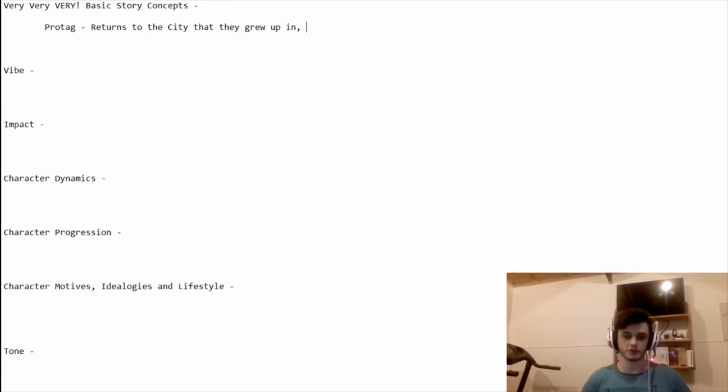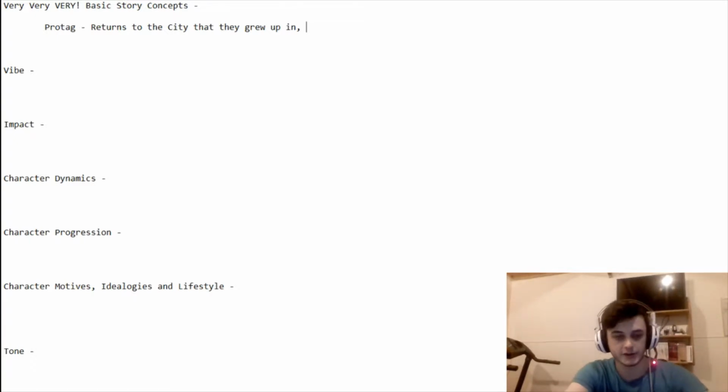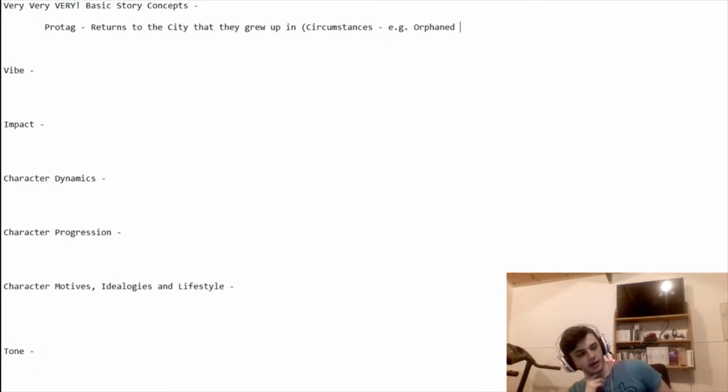But yeah, the character will need to move back into their place due to some circumstance. I don't know, because having the character returning to the city that they grew up in because their parents that had moved away had died, or if they had just run away from home.